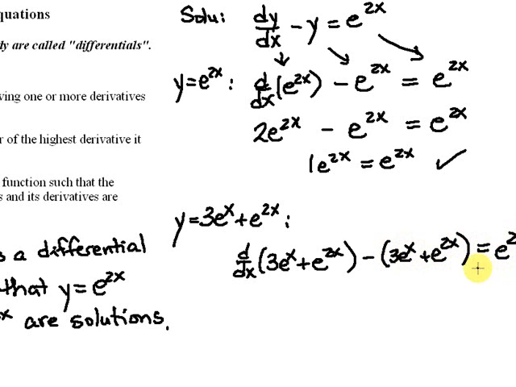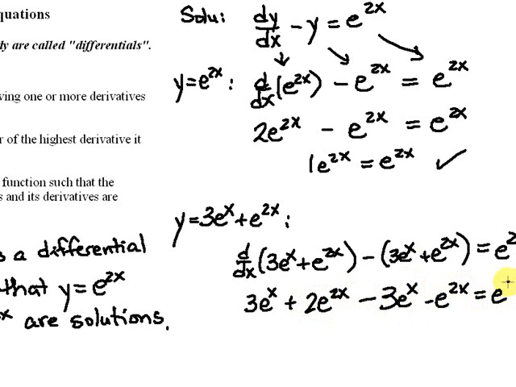Taking the derivative, the 3 remains the same. Derivative of e to the x is e to the x, plus we already know the derivative of e to the 2x is 2e to the 2x. Distributing the negative here, we have minus 3e to the x minus e to the 2x. And this should equal e to the 2x, we hope. These cancel, and again we have 2e to the 2x minus e to the 2x is 1e to the 2x, which is equal to e to the 2x. So we're done. Both of these are solutions to the given differential equation.